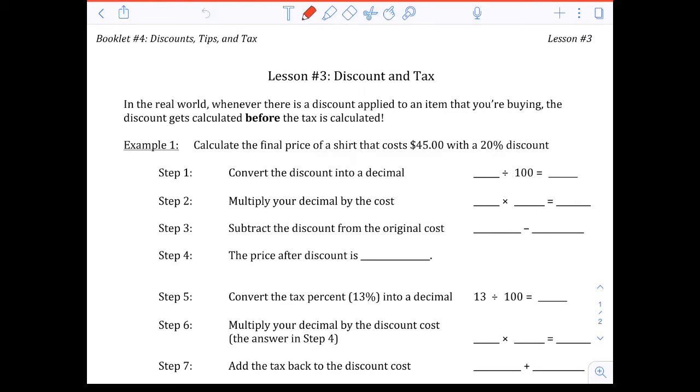Alright, welcome back to the last one that we'll look at. For this section, we're going to be subtracting a discount, and then we're going to be adding tax. So we're going to have two calculations that we're going to be doing every single time.